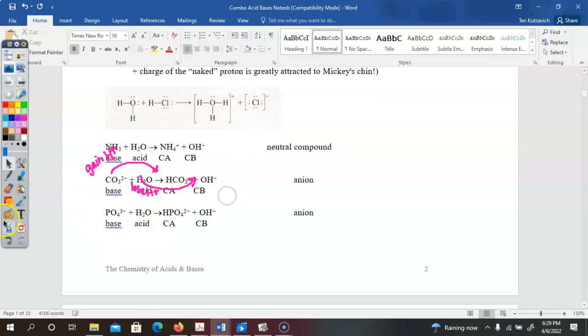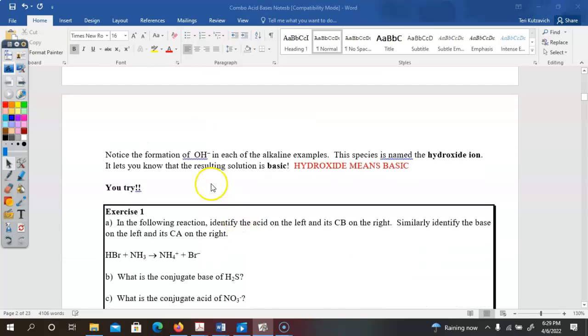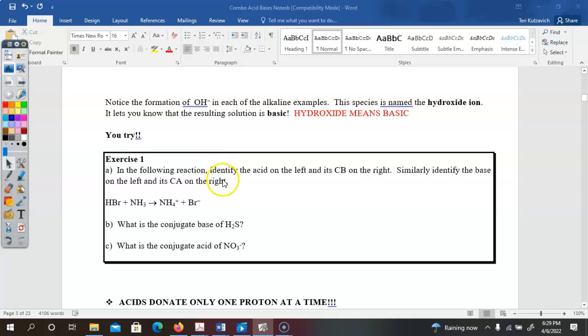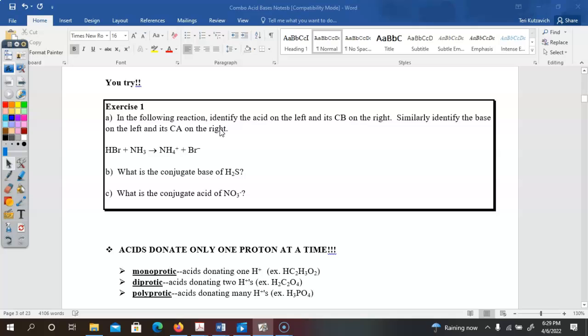Just always follow your rules. If it's donating a proton, it's an acid. If it's gaining a proton, it's a base. And then do the reverse reaction to figure out your conjugate acids and conjugate bases. All right, anytime you form hydroxide, it's a basic solution.